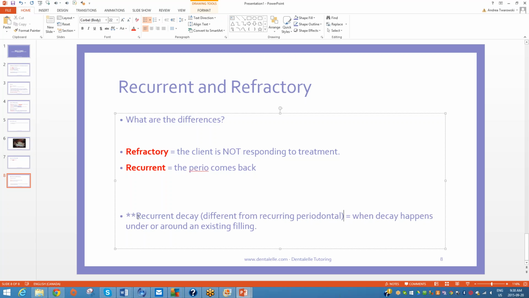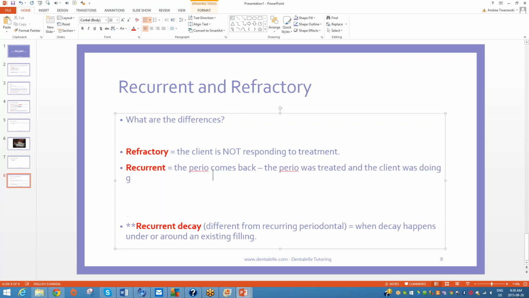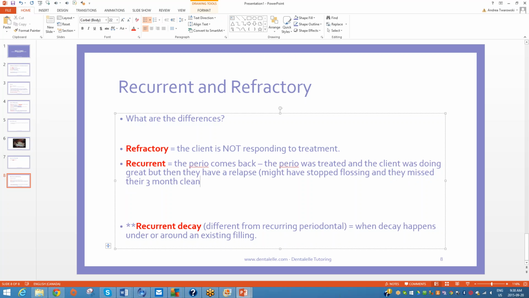So now they know. But yes, that's a perfect way of saying it. So the perio comes back. The perio was treated and they were doing excellent, and the client was doing great, but then they have a relapse. They might have stopped brushing or flossing, let's say stopped flossing, and they missed their 3-month cleaning. So the perio comes back.